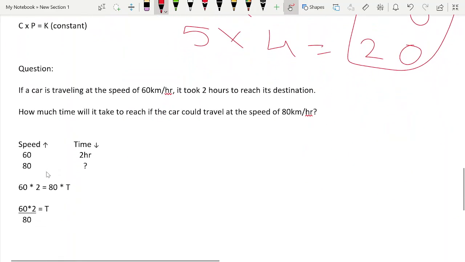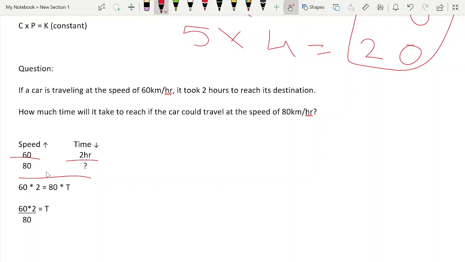If a car is traveling at the speed of 60 kilometers per hour, it took 2 hours to reach its destination. How much time will it take if the car could travel at the speed of 80 kilometers per hour? So, I've drawn this table again. If the speed is increasing, then the time will decrease, because when you travel faster, your time is going to be less, right? So speed is increasing and time is decreasing. That's one clue. So at 60, you had 2 hours.